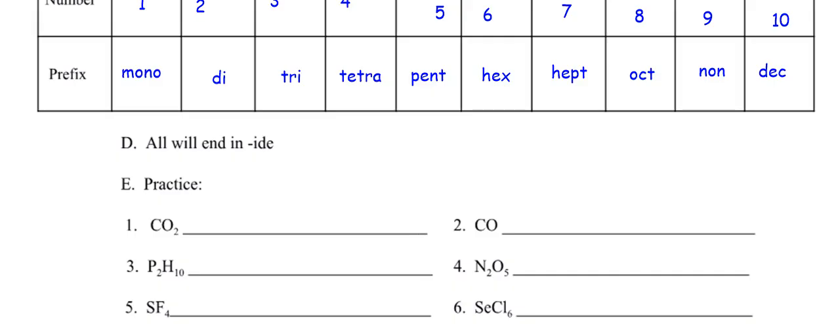Well, I sure hope you know how to do CO2. That's probably the most common one you have. So how do I name it? Does it follow the rules? It is carbon dioxide. Why is it not monocarbon dioxide? Because I have one carbon.